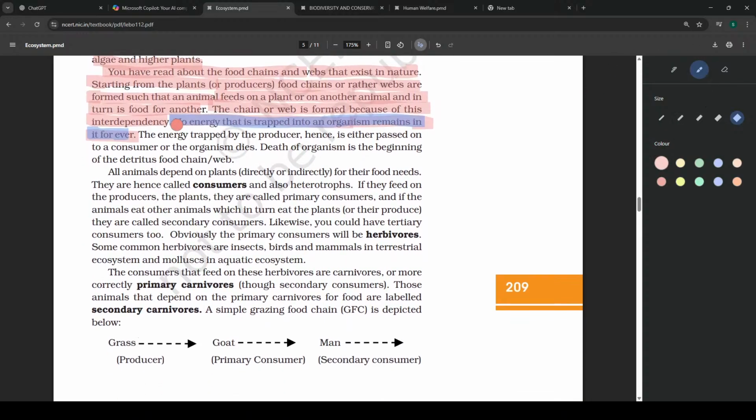Then let's continue. The energy trapped by the producers is either passed on to the consumer or the organism dies. Death of the organism is the beginning of the detritus food chain or the detritus food web. Just because an organism dies doesn't mean the energy is lost. It will start a new cycle, the detritus food chain.